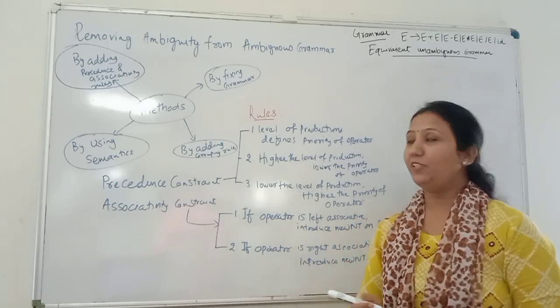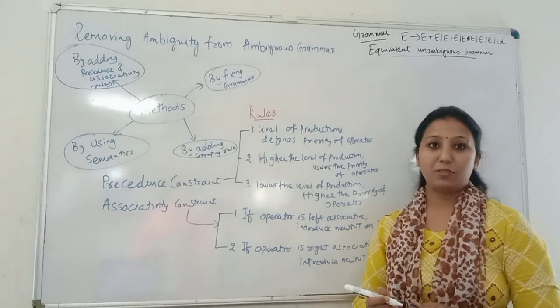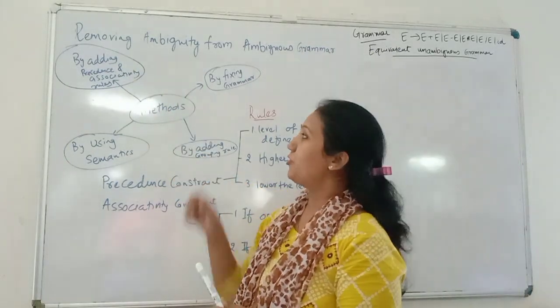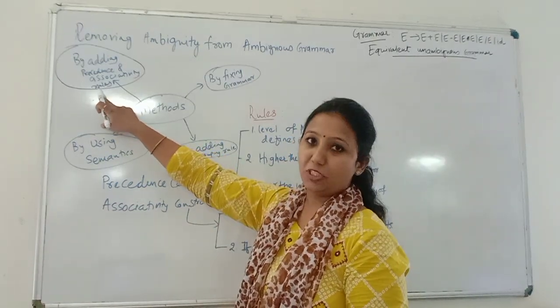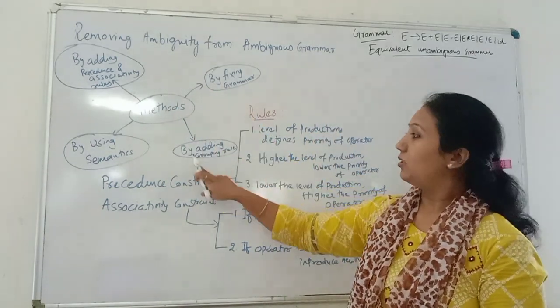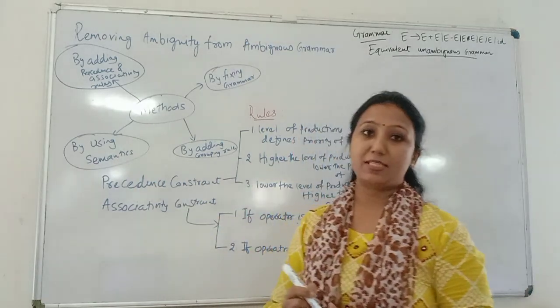In this video we are going to see how we can remove the ambiguity from ambiguous grammar. For that we have four different methods as mentioned here. The first method is by adding the precedence and associativity rules in the grammar. Second, by fixing the grammar. Third, by adding the group rules. And fourth, by using the semantics.